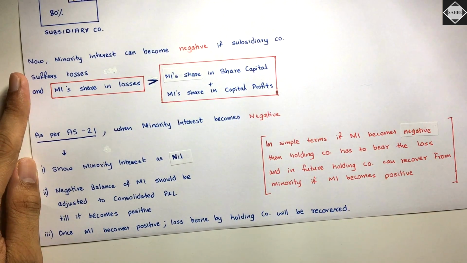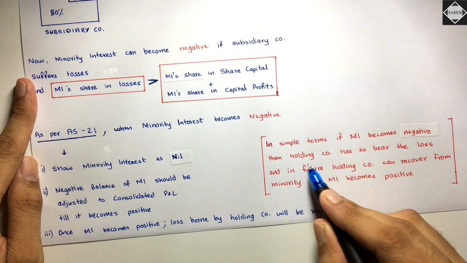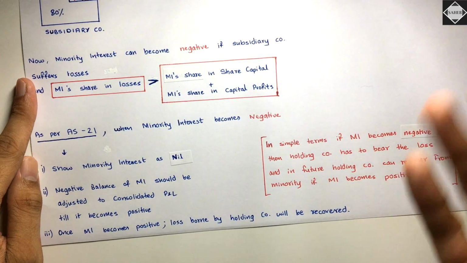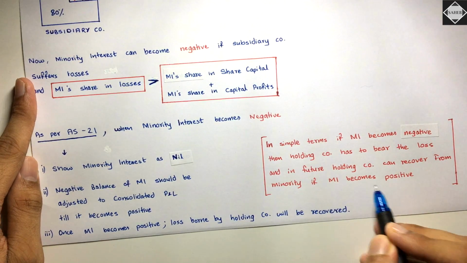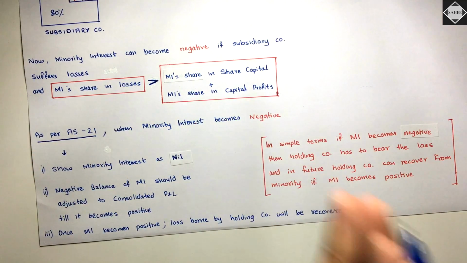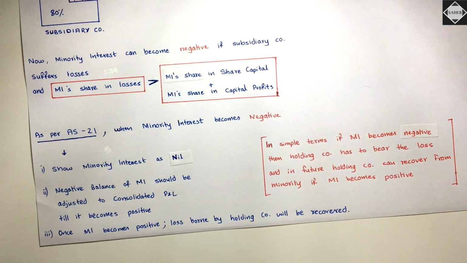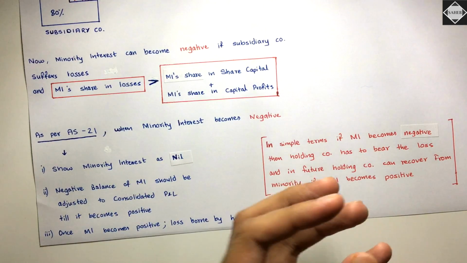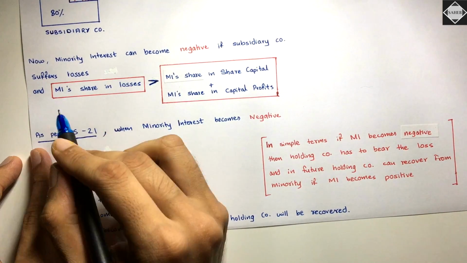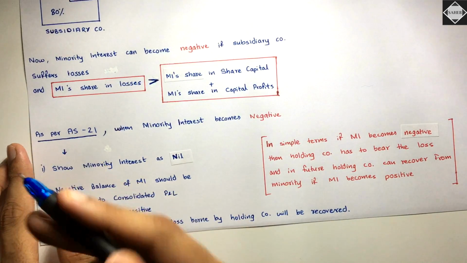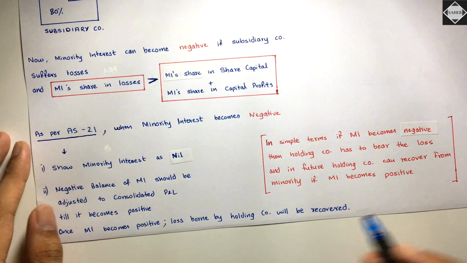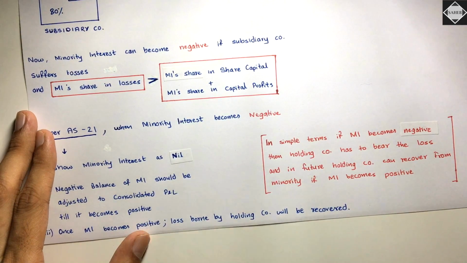Is it clear? So basically, if MI becomes negative, then holding company has to bear the loss, and in future holding company can recover from minority if MI becomes positive. See, what will happen is, let's just say after 3 years subsidiary company will start to make profits. Okay, if it is making profits, then minority will get share of that profit, but that profit will not be given to minority interest. Instead, that profit will be given to holding company basically. Okay, it will be credited to consolidated profit and loss.